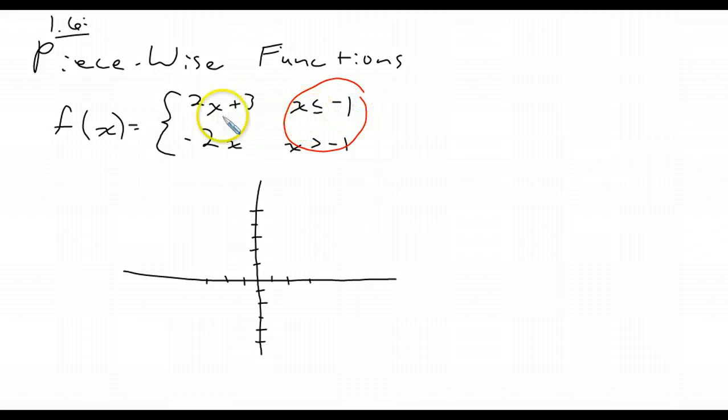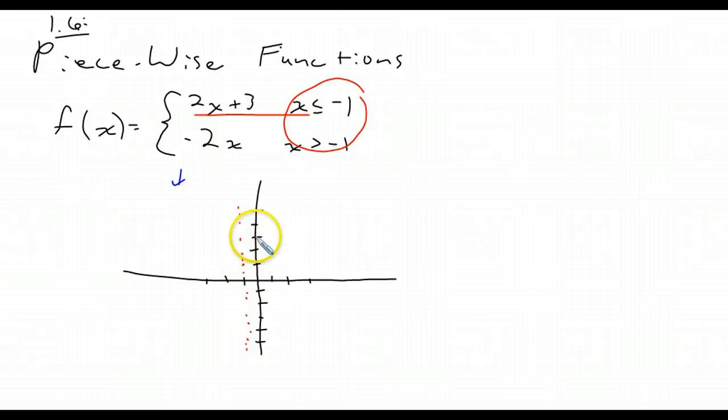This tells me that I have this function only when x is less than or equal to -1. I have -2x when x is greater than -1. So kind of my restriction is right at -1. So at -1, if you want to, make a dotted line just to make it easier on yourself to give these restrictions and kind of split up the functions in your head. So when x is less than or equal to -1, I have 2x plus 3. So only on this side of my imaginary line here, I have 2x plus 3.